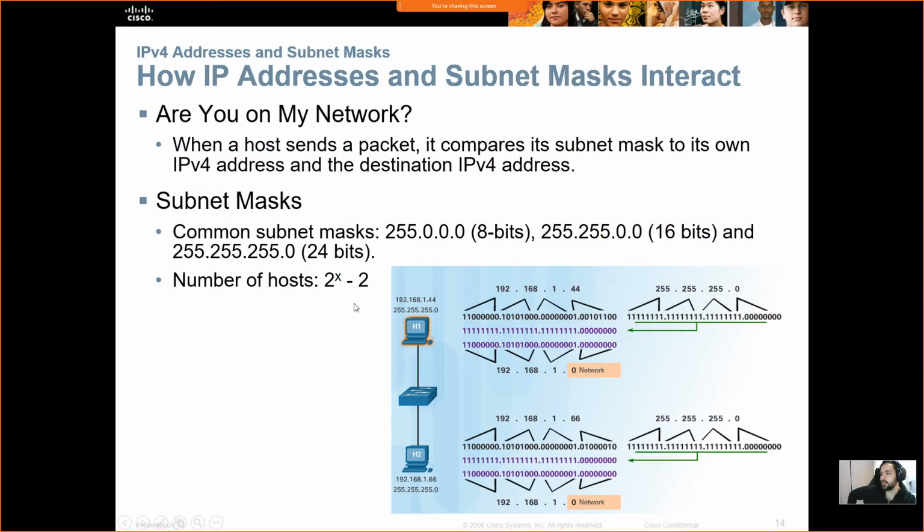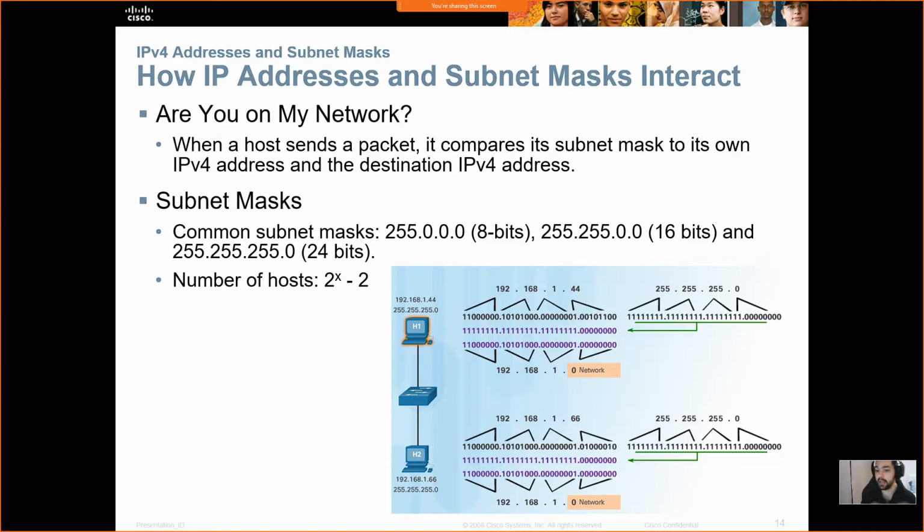Okay? Now we got to this formula here, the number of hosts. 2 to the power something minus 2. What is this telling me? This is telling me the number of devices that I can configure an IPv4 address. And it's 2 to the power of x. X is the number of bits that I will use for the hosts.